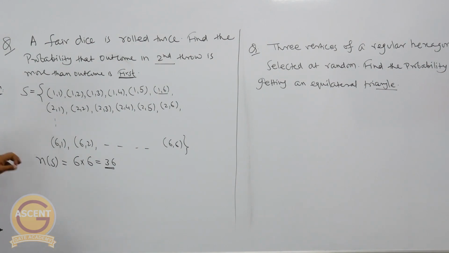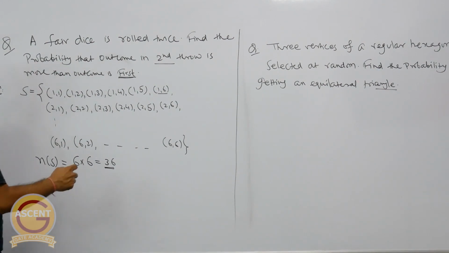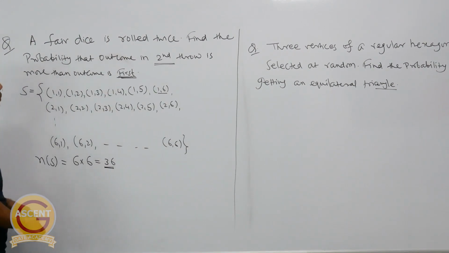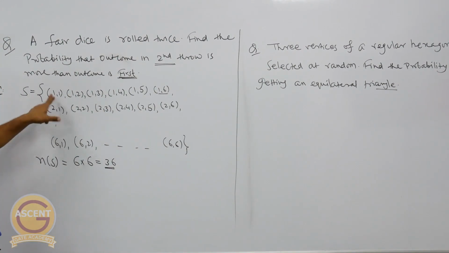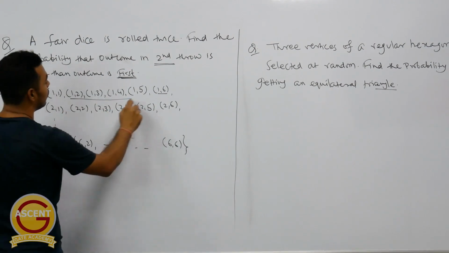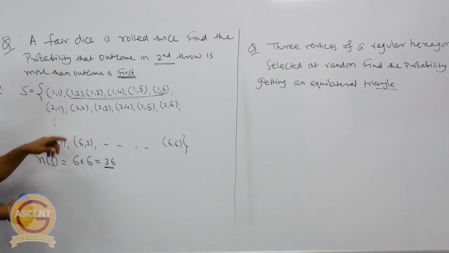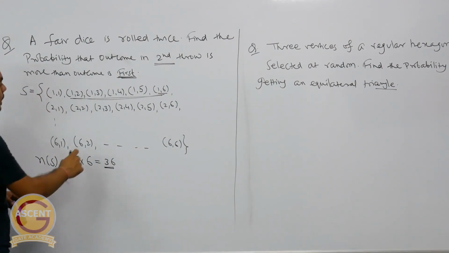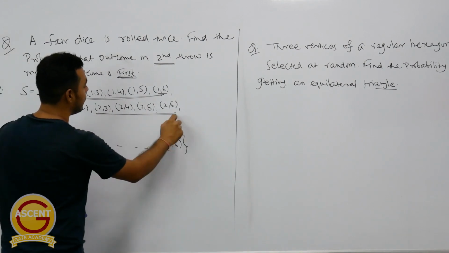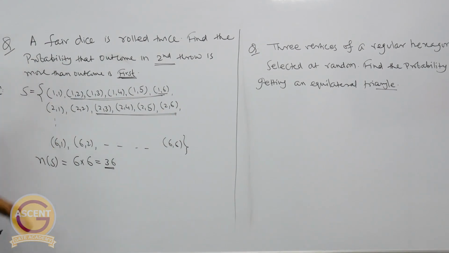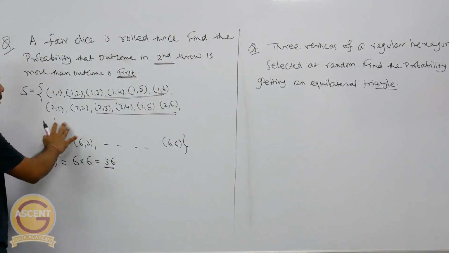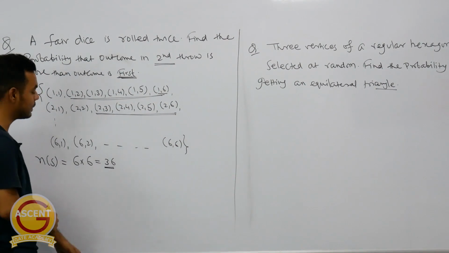Now we have to see what the favorable outcomes are. The question is, the outcome in the second throw has to be greater than the outcome in the first throw. So if the outcome on the first throw is 1, then these are the possible outcomes on the second throw. So these are the 5 favorable cases when the outcome on the first throw is 1. Similarly, when the outcome on the first throw is 2, you can easily see that these are the favorable cases. And so on.